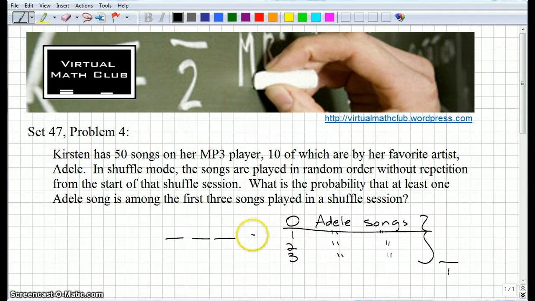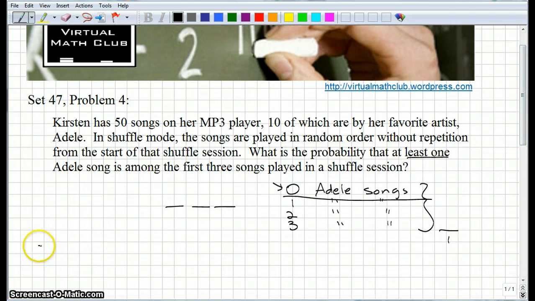So in this case, rather than trying to count how many ways we can get 1 Adele song, 2 Adele songs, or 3 Adele songs, because we want the probability of at least 1, that's 1, 2, or 3, it's easier to just count the number of ways to get 0 Adele songs and then subtract it from 100%. Okay? So let's do that. And that's called complementary counting. If you've watched my videos before, you've probably heard me use this term, complementary counting.